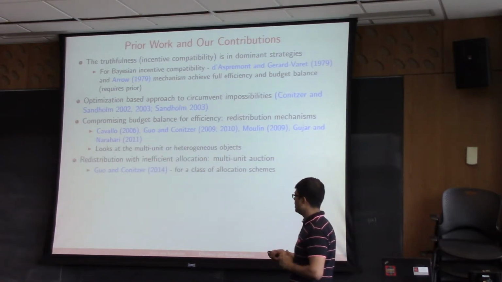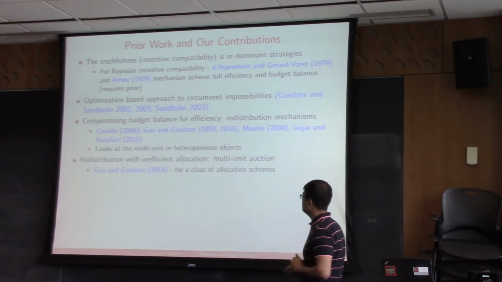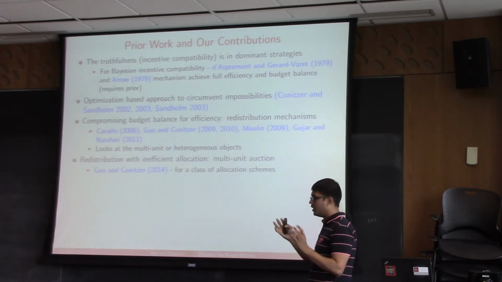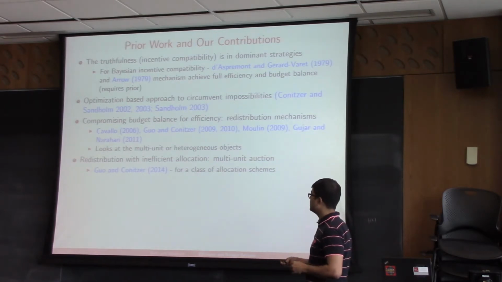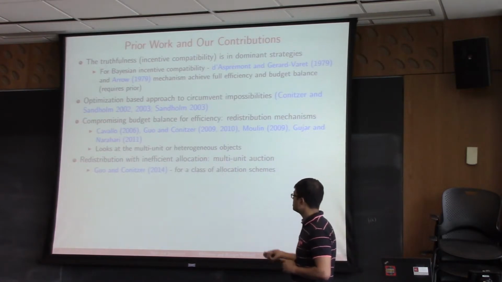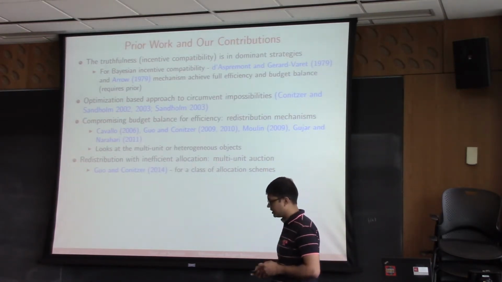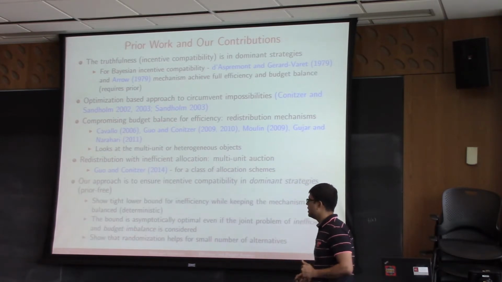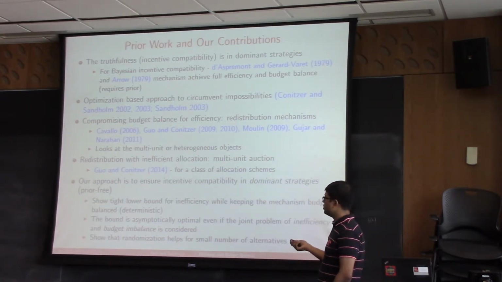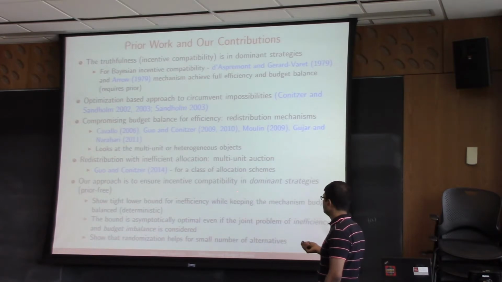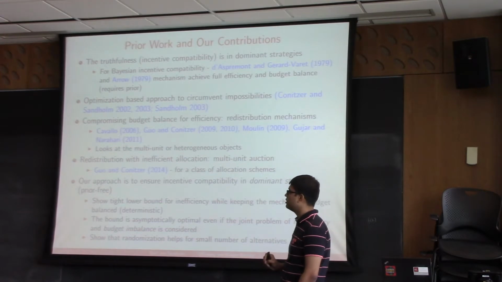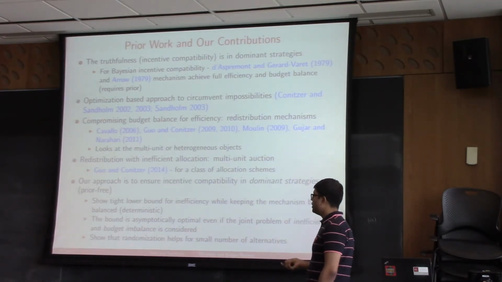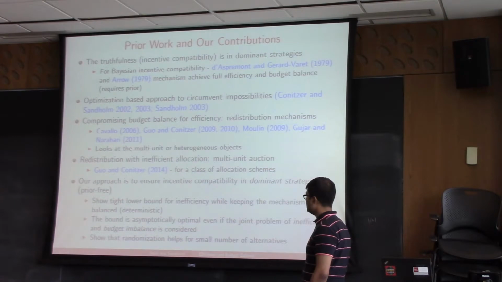And later in 2014, Guo and Conitzer looked at the joint problem of inefficient allocation as well as budget imbalance together for a special class of problem settings known as multi-unit auctions, and for a very special class of allocation schemes. So what we are going to do in this talk is ensure incentive compatibility, or the truthfulness guarantee, in dominant strategies, which is prior free. So we are not going to assume any kind of prior on the valuations. We show a very tight lower bound on the inefficiency.